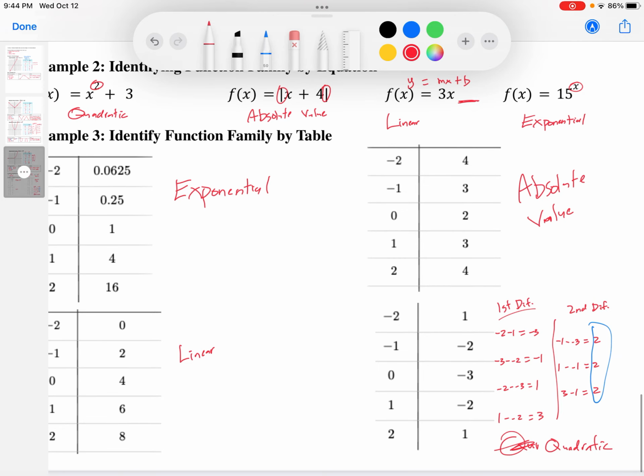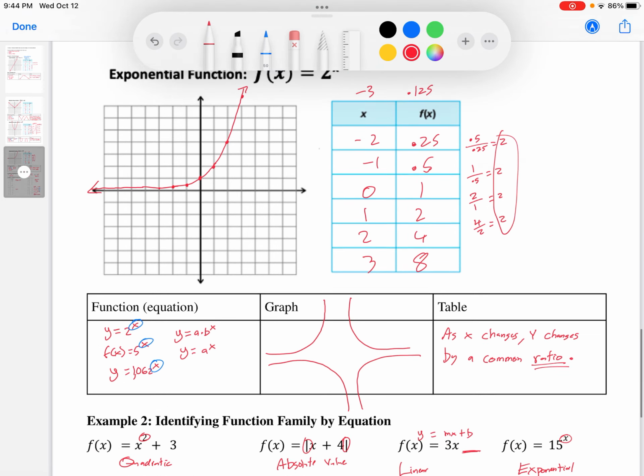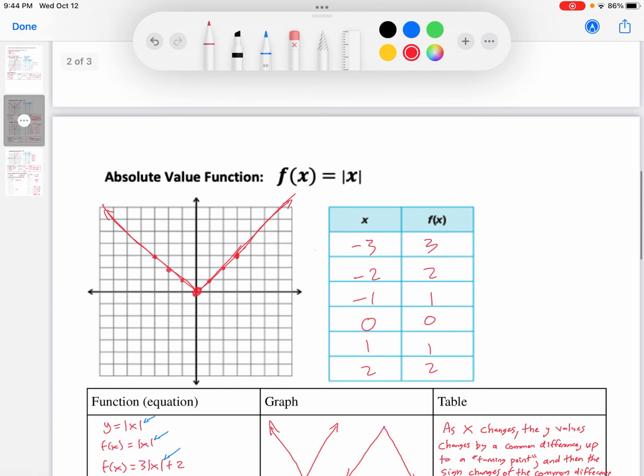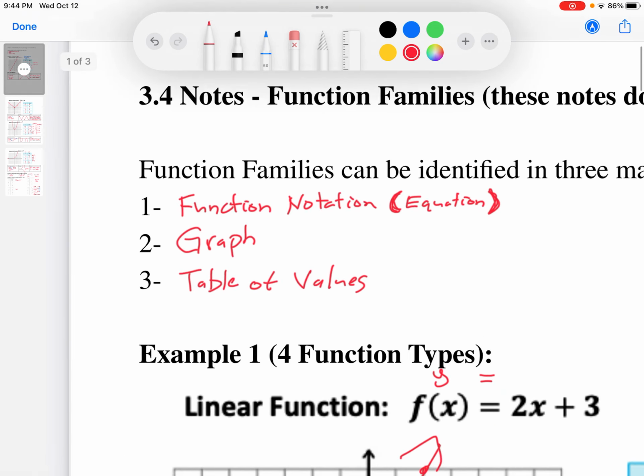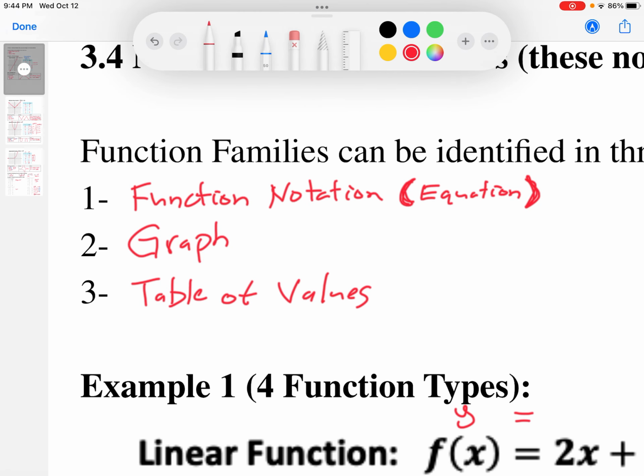Okay, so what are the 4 function types we talked about today? Exponential, absolute value, linear, and quadratic. How can you identify them? Well, you can identify them 3 different ways. Either by looking at their function notation or their equation. You can look at the graph, or you can look at a table of values.